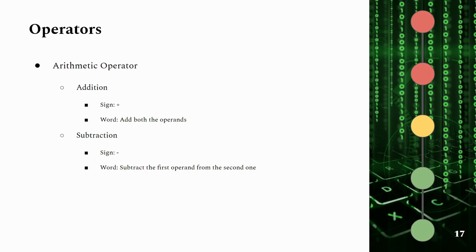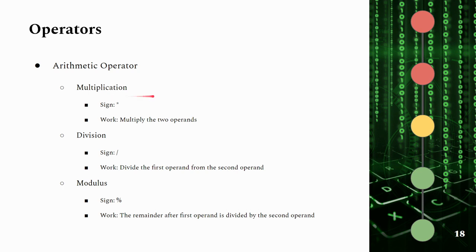Now we will see different types of operators based on their actions. There are operators called arithmetic operators, which work with arithmetic. First is the addition operator, whose sign is plus, and it adds the numbers. Subtraction, whose sign is minus, subtracts the second operand from the first one. As you can see, both of them are binary operators.